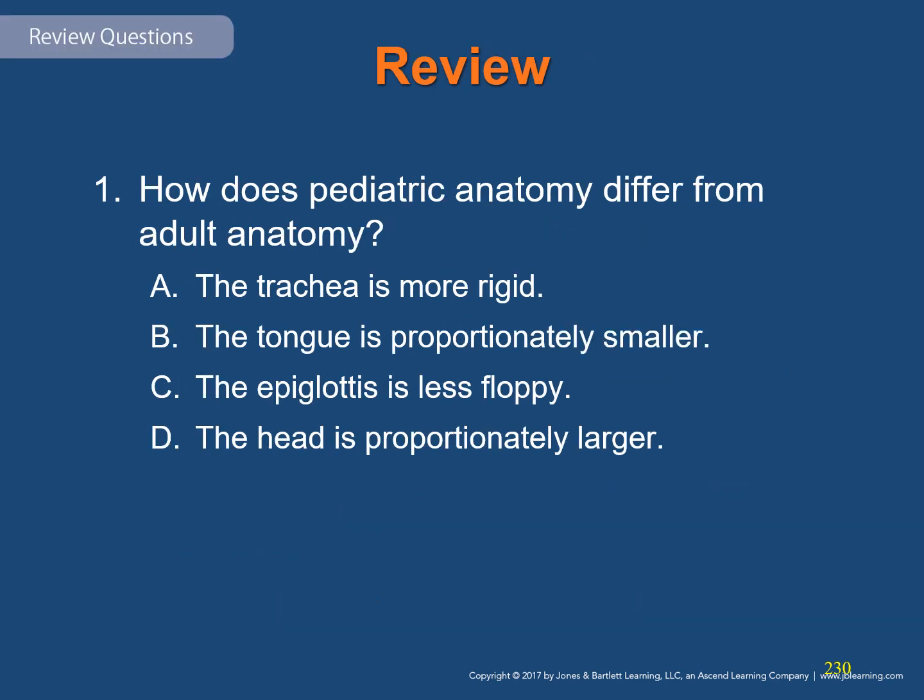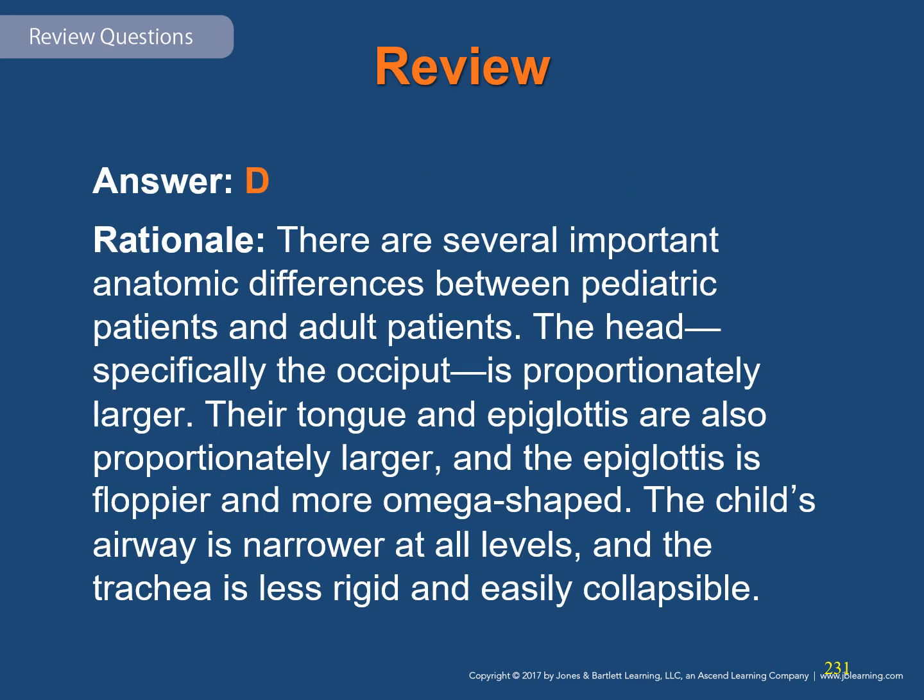Okay, class. Let's go over some review questions. Review question 1. How does the pediatric anatomy differ from the adult anatomy? A. The trachea is more rigid. B. The tongue is proportionately smaller. C. The epiglottis is less floppy. D. The head is proportionately larger. The correct answer is D.